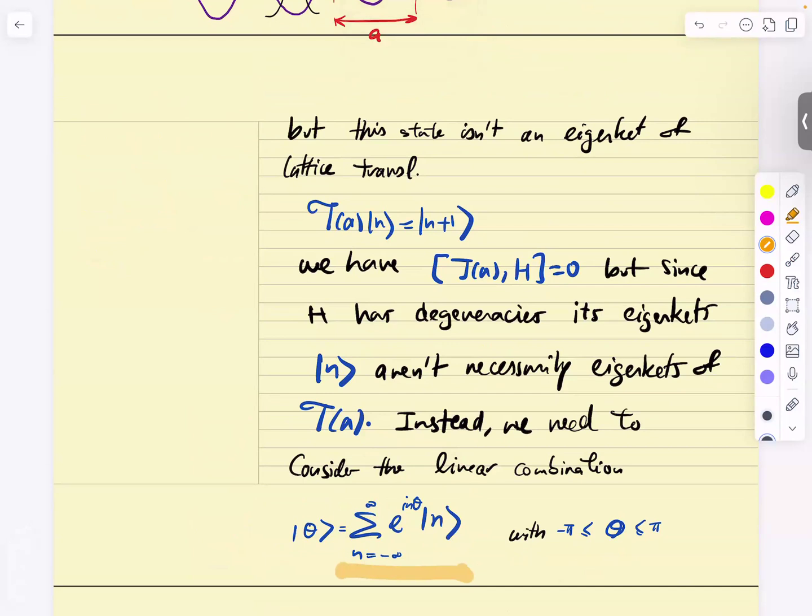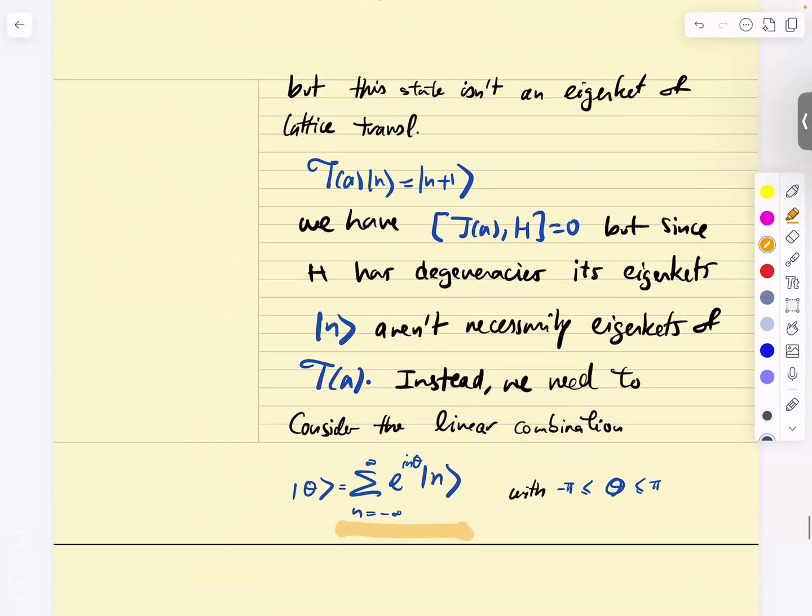So I can pick them to be e to the power of i n phi. Phi or theta. Theta, I call it theta. Theta between 0 and 2 pi, or minus pi to pi. Now, let's work out whether this is an eigenket. Is it an eigenket of translations? Can you see it? It is. Can you see it?